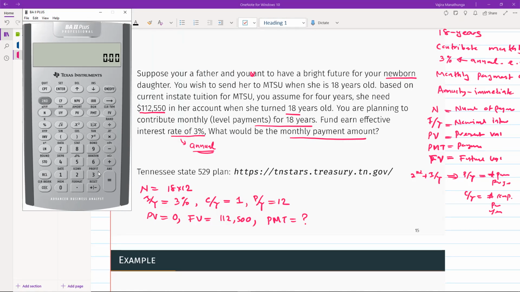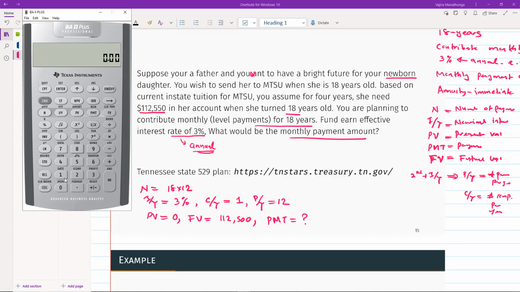Okay, so N is 18 times 12. Let me multiply this, 18 times 12. That's 216. That's going to be N. Then 3% is for I/Y. And then I click second I/Y, and here payments per year is 12. Enter. I use the arrow, compounding per year is 1. Then I will click second quit.